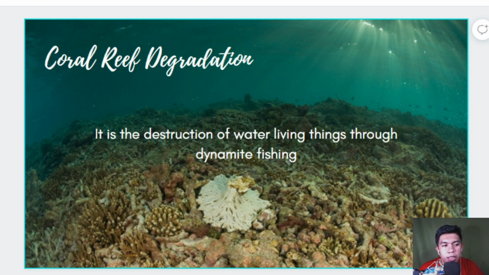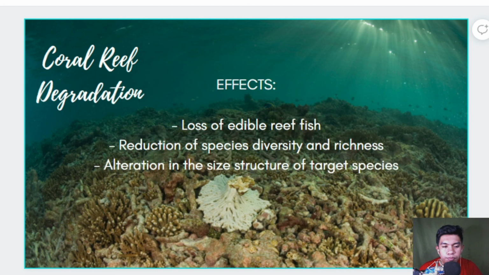Pinakang effect kasi niyan, once na nag-dynamite fishing ka, kung ano yung nandun sa surface, nung sasabugan mo ng dinamita, lahat yun mamamatay. Kahit yung mga napakaliliit pa lang na isda, which is hindi pa naman edible or hindi pa naman siya maibebenta or makakain, namamatay na. So, yun din yung isa sa problema sa coral reef degradation. Effects of this: loss of edible reef fish, reduction of species diversity and richness, and the last one is alteration in the size structure of target species.